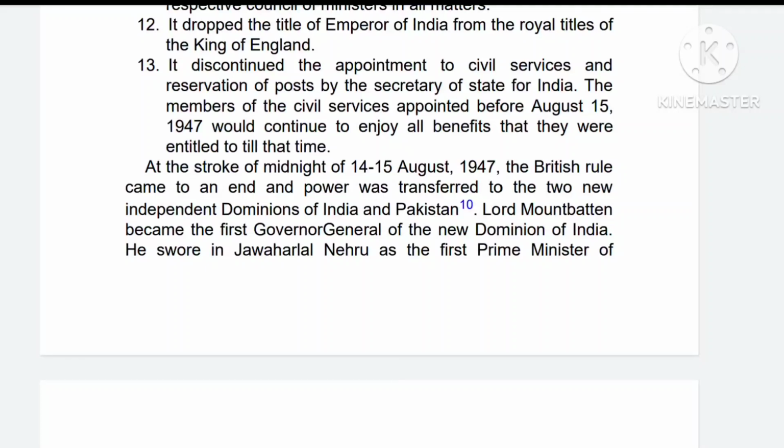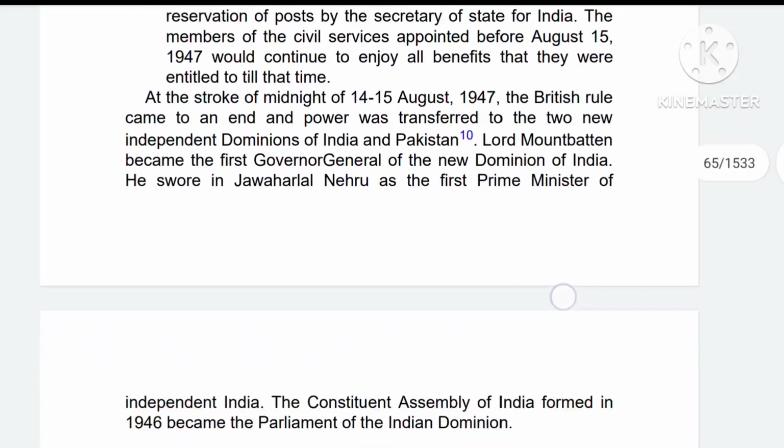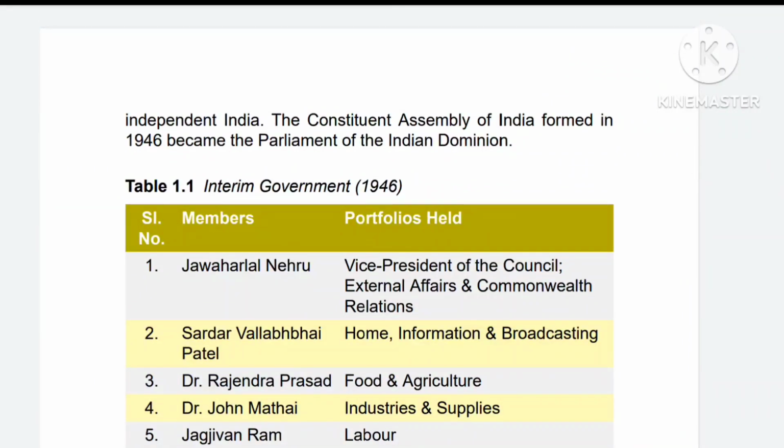At the stroke of midnight of 14 to 15 August 1947, the British rule came to an end and power was transferred to the two new independent dominions of India and Pakistan. Lord Mountbatten became the first Governor General of the new dominion of India. He swore in Jawaharlal Nehru as the first Prime Minister of independent India. The Constituent Assembly of India, formed in 1946, became the Parliament of the Indian Dominion.